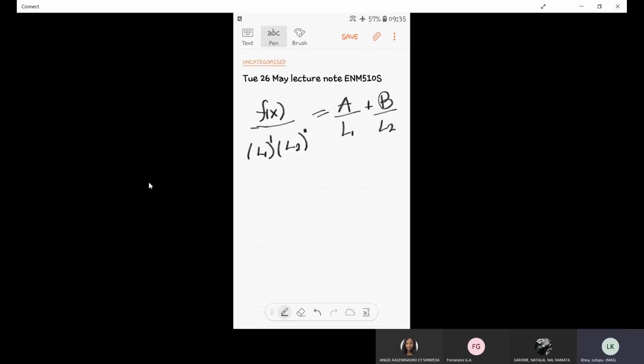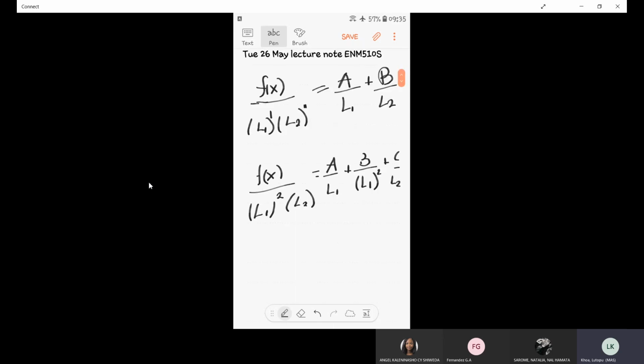Then you could also have a case where they're all linear, but some are repeated. So you have L1 to the power of 2, for example, and here I have L2, and we say that the numerators are still constant terms. So you have A over L1, but then this time you build up to it, B over L1 squared, and then you have C over L2.